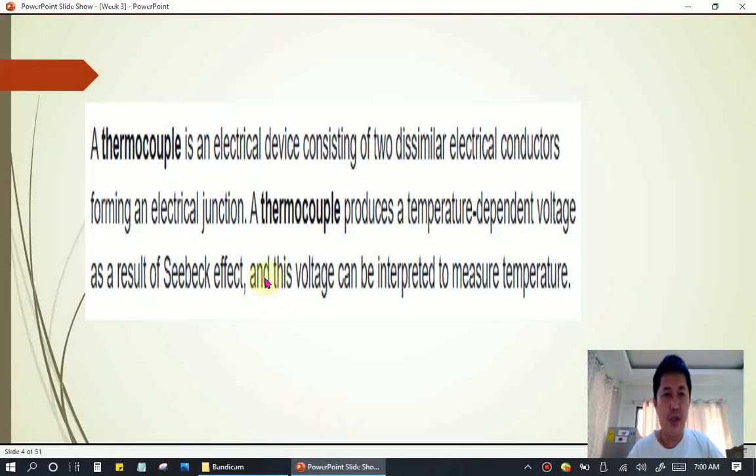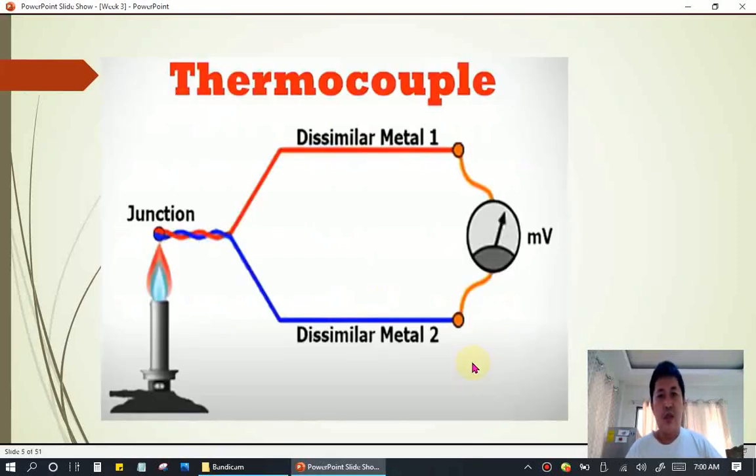So here we have thermocouple. It's an electrical device consisting of two dissimilar electrical conductors forming an electrical junction. A thermocouple produces a temperature-dependent voltage as a result of Seebeck effect. This voltage can be interpreted to measure temperature. So we have here the illustration of thermocouple.